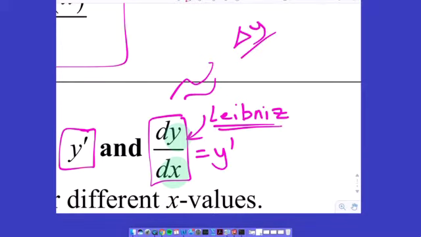It looks a lot like delta y over delta x. And that's for a good reason. The derivative is a slope. And delta y over delta x is your difference quotient. That's the slope of the secant line.